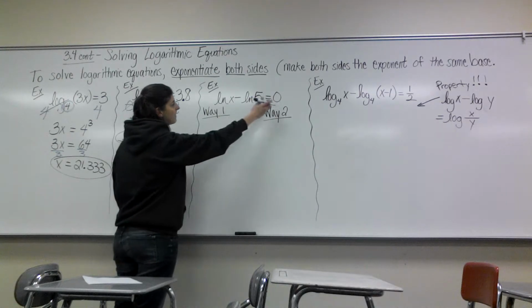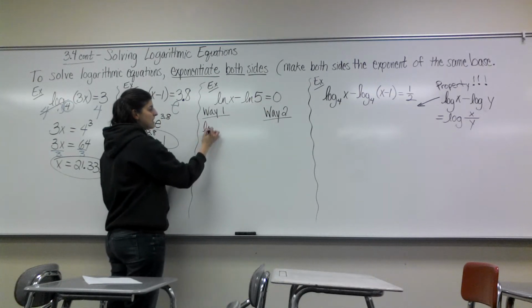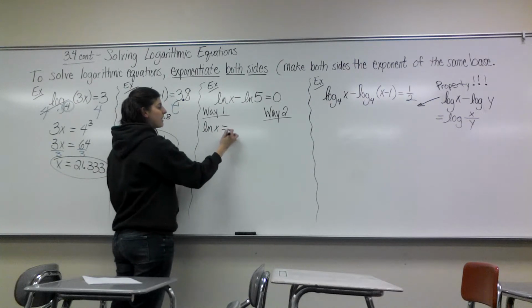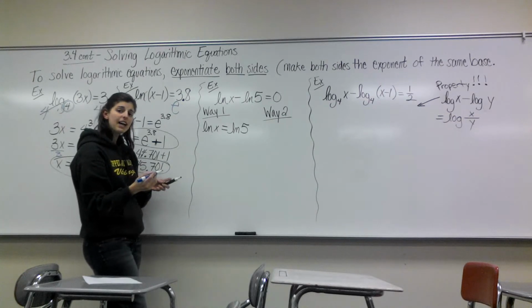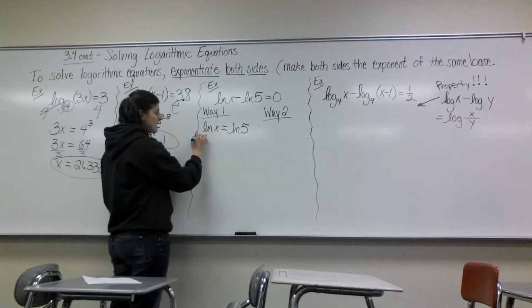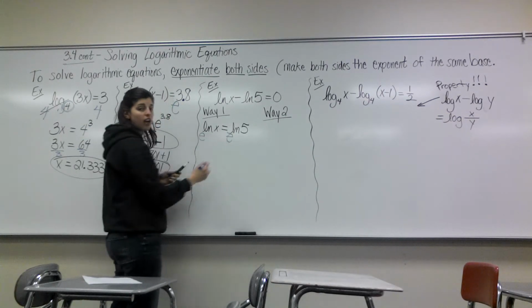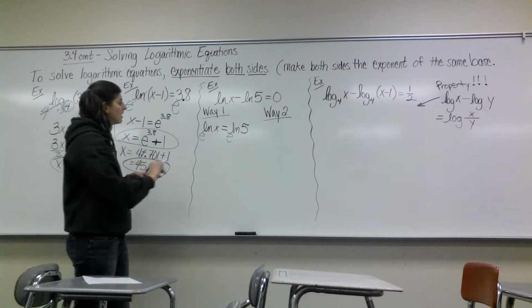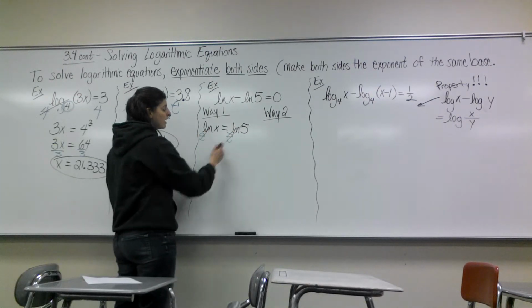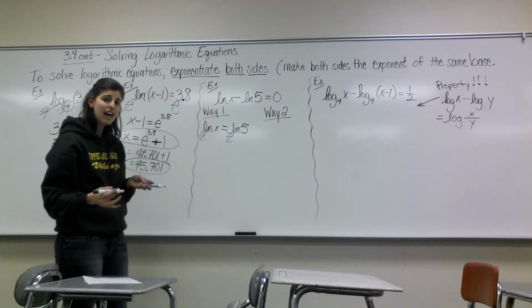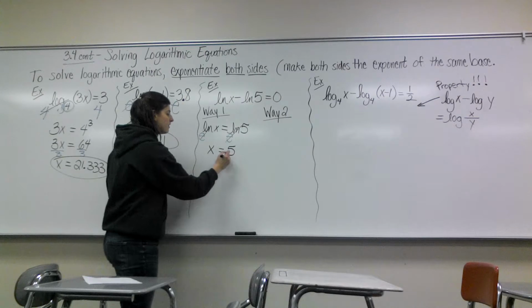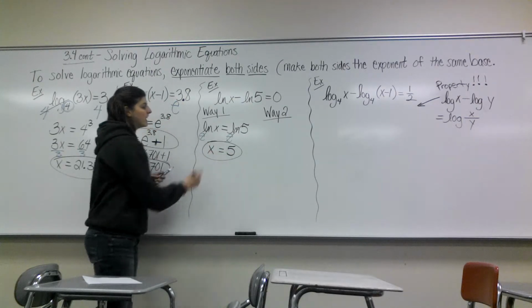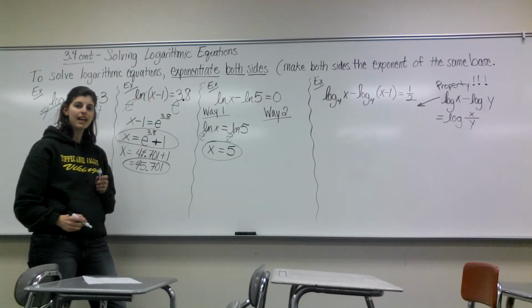So you can add the natural log of 5 to both sides. So that gives you natural log of x equals natural log of 5. And then make both sides the exponent of e, because natural log is log base e. All right, e to the natural log cancels out. So you're left with x equals 5. That's your final answer. Yep, it's that easy.